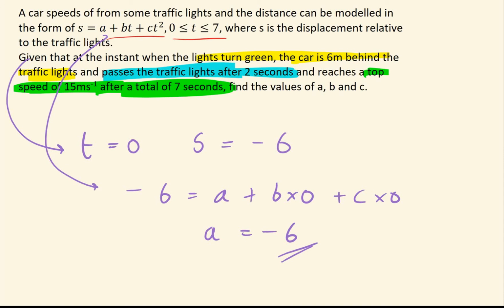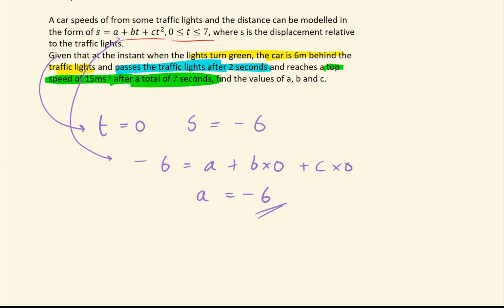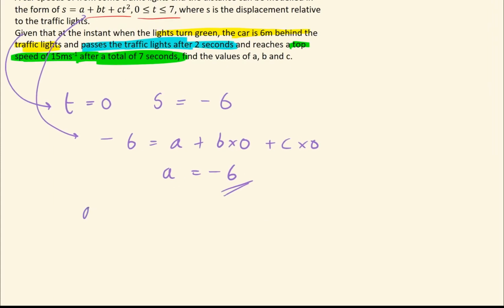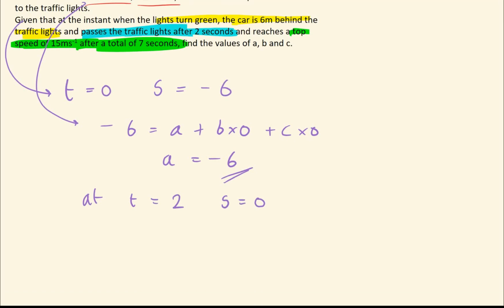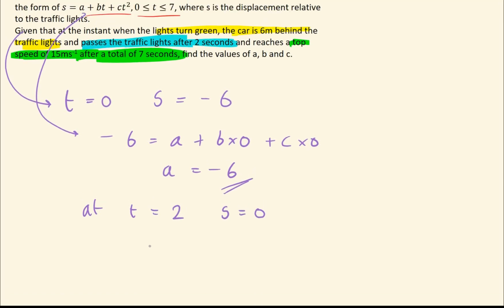Next, we know that it passes traffic lights after 2 seconds. So that means when t equals 2, my displacement is 0. I'm at the traffic lights. So plugging that in, 0 is going to equal A, which is minus 6, plus 2B, and here t is 2, so t squared is 4, so it's plus 4C.